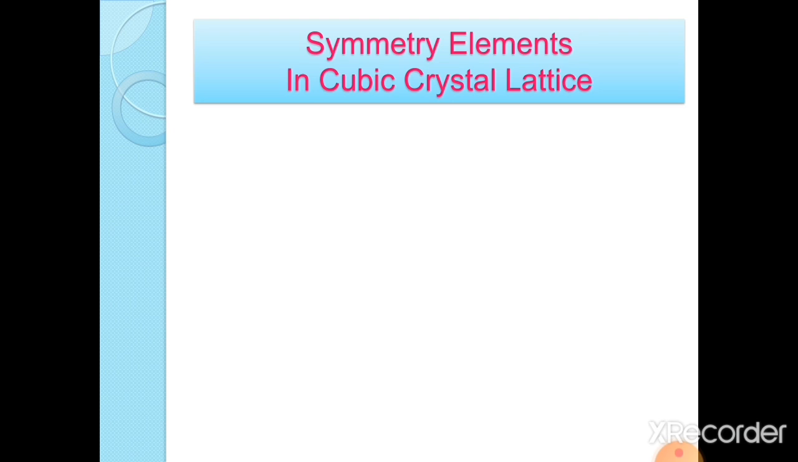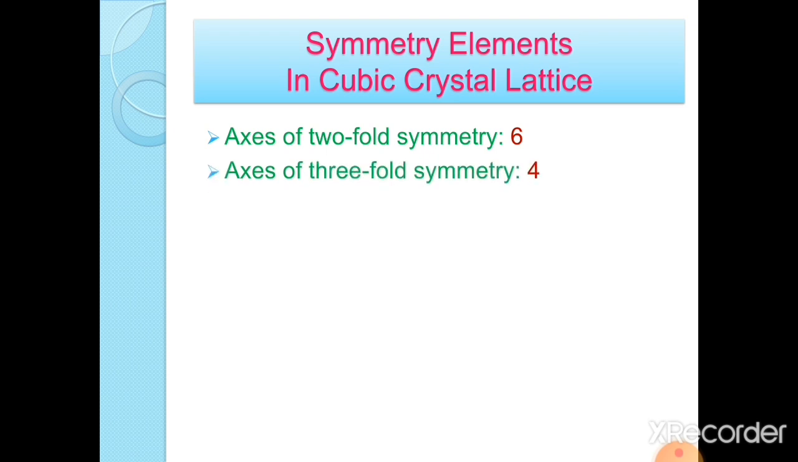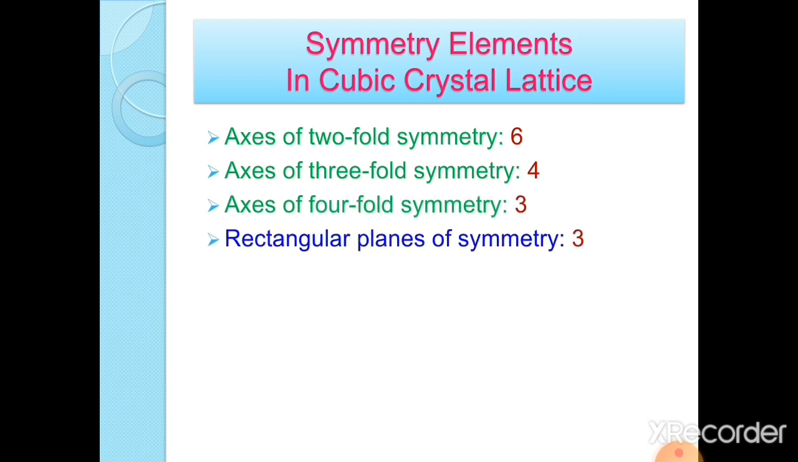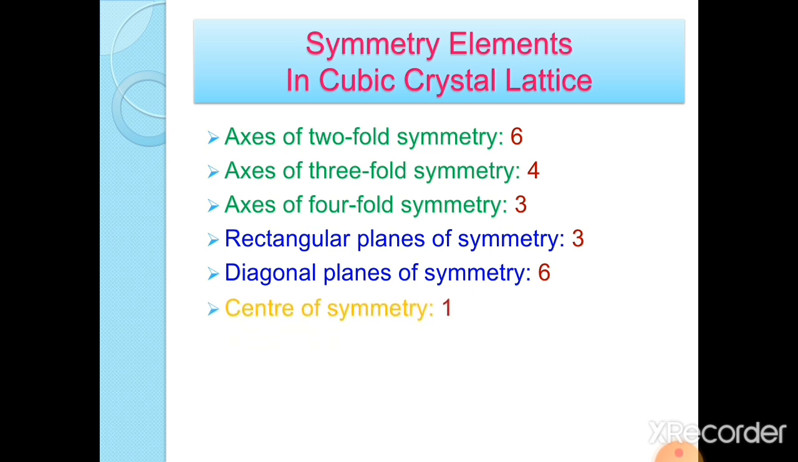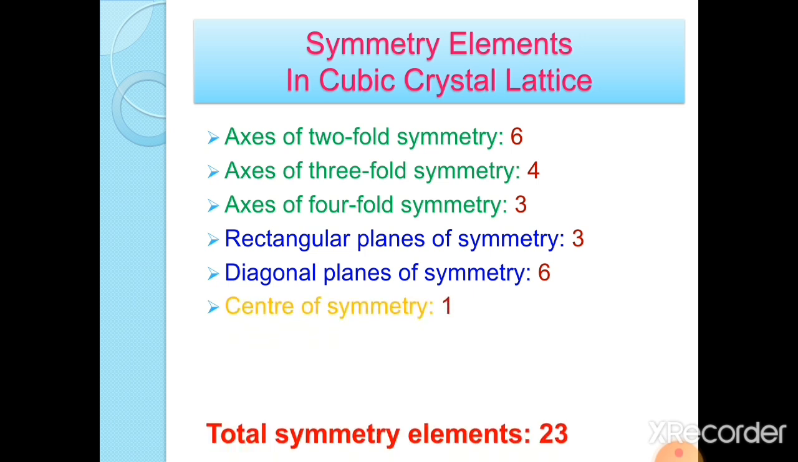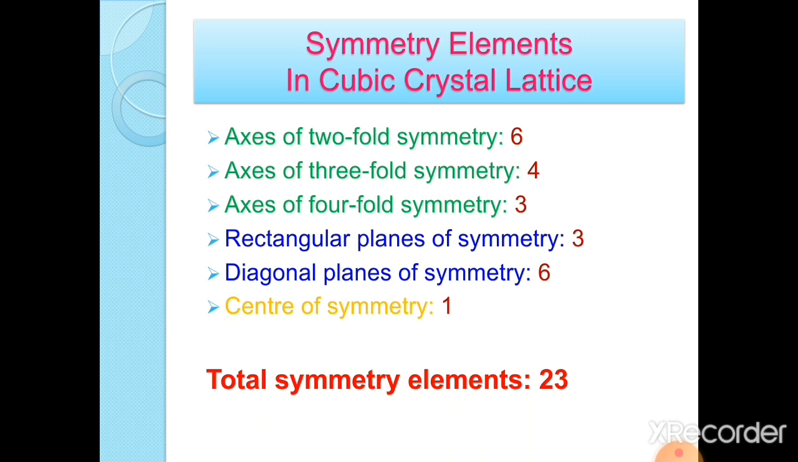Now let us know more about total symmetry elements in cubic crystal lattice. Axis of two-fold symmetry 6, axis of three-fold symmetry 4, axis of four-fold symmetry 3, rectangular planes of symmetry 3, diagonal planes of symmetry 6, center of symmetry 1, total symmetry elements are 23.